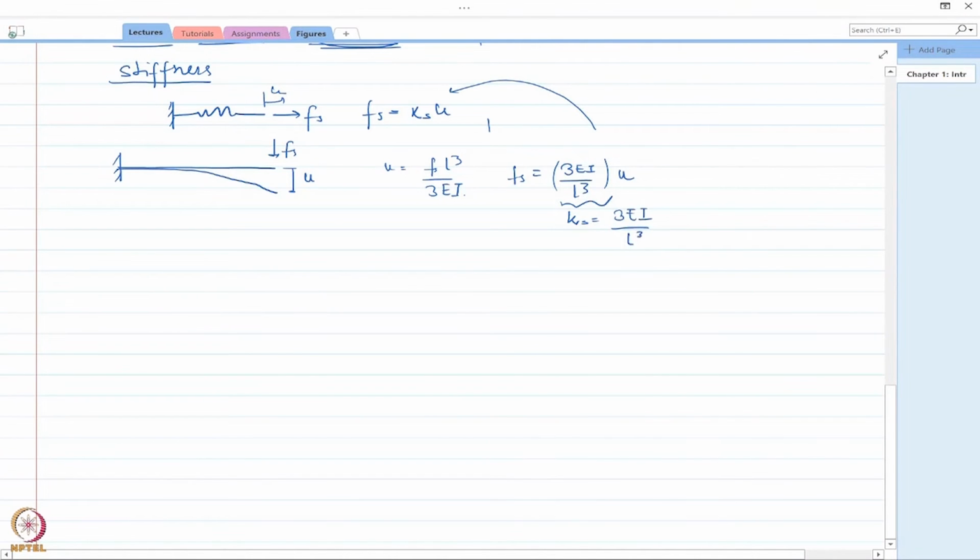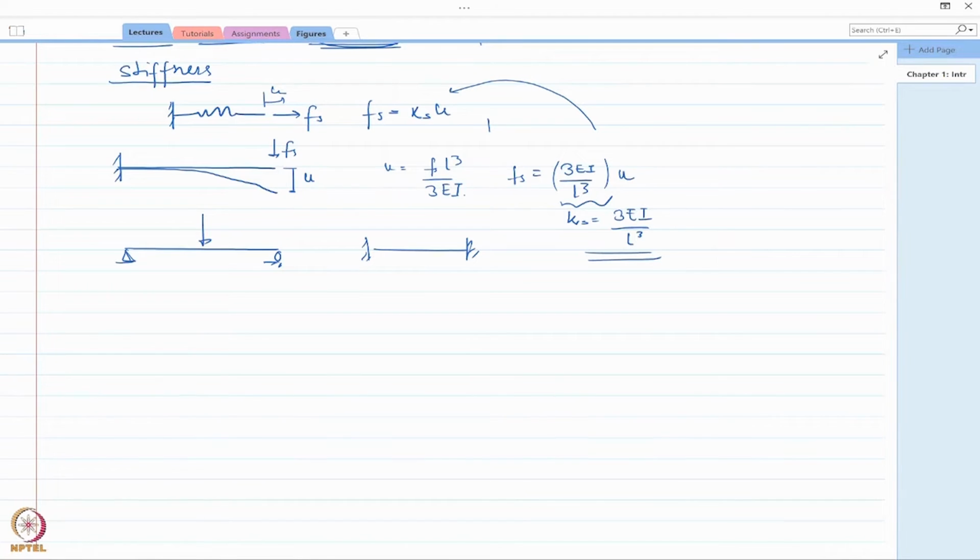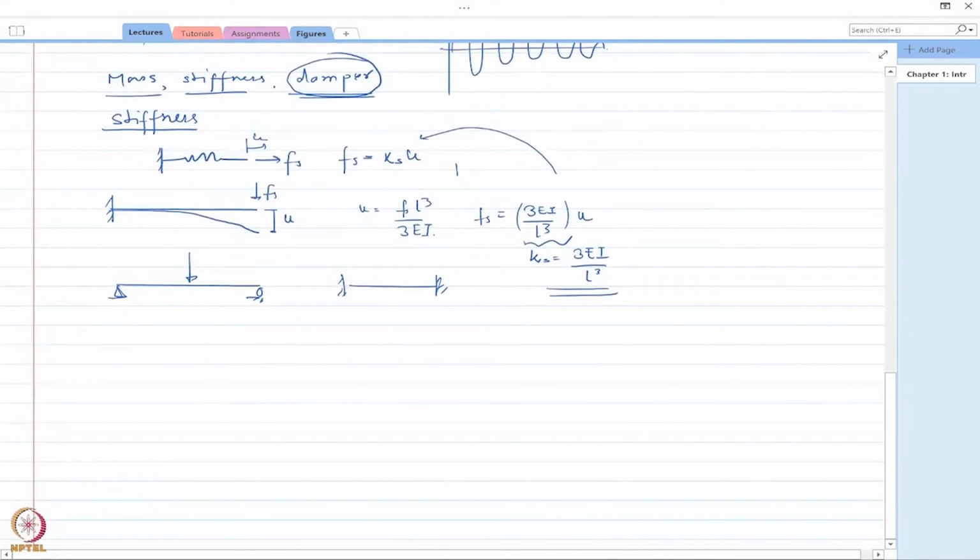And this I can do for different types of structure. For example, I can do it for a simply supported beam, or for a fixed supported beam. I can do it for different types of systems, and then equivalently I can derive this relationship. So this is clear: when we apply a load on a deformable body and it deforms, the system can be idealized through a spring with a stiffness, for which the applied force Fs and the displacement U are related through this relationship.